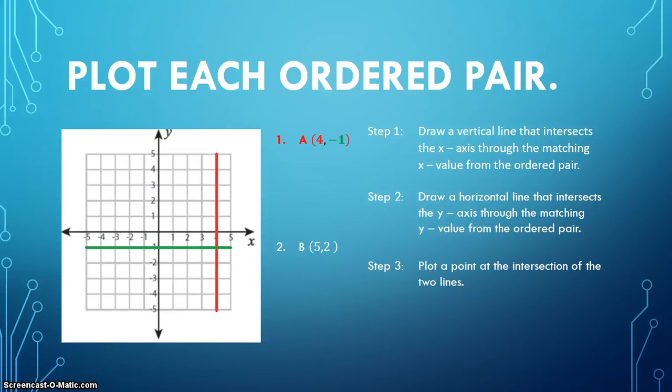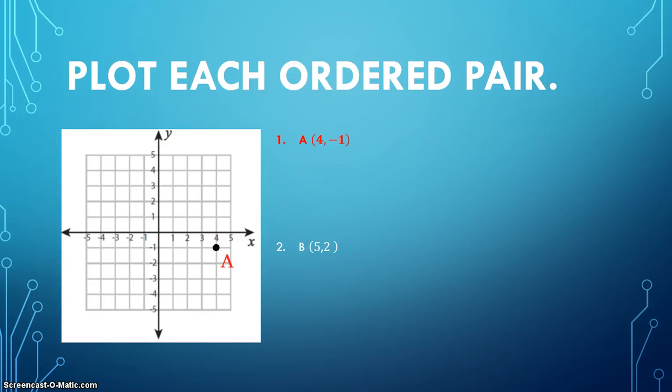Now on to step 3, which is we're going to plot a point at the intersection of the two lines. And there we go. And finally, we're going to erase the lines that we drew, just leaving the point, and voila. So we are now done with A. Okay, we have a point labeled A at 4, -1.